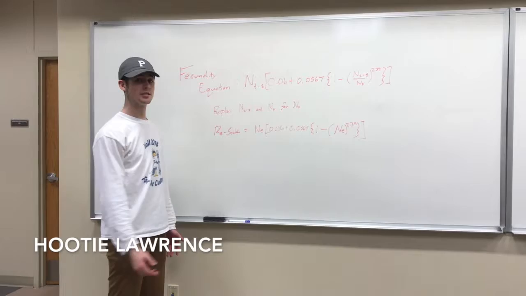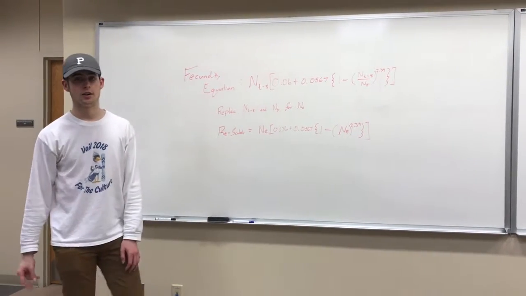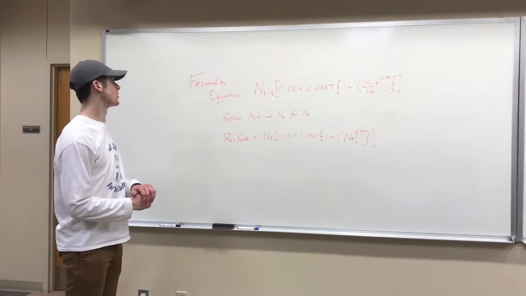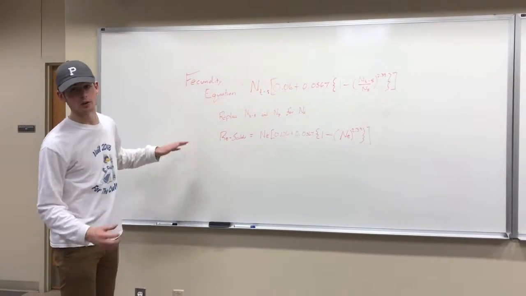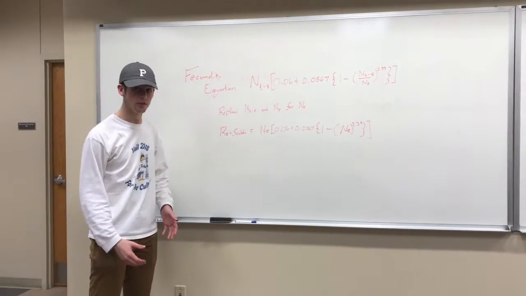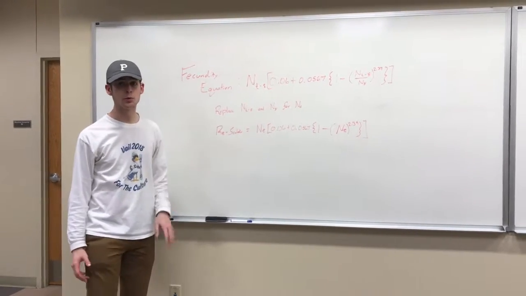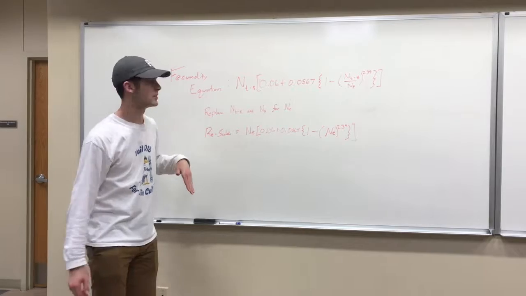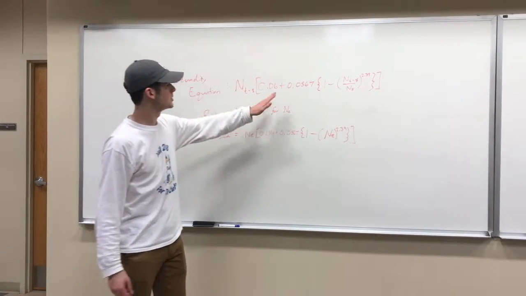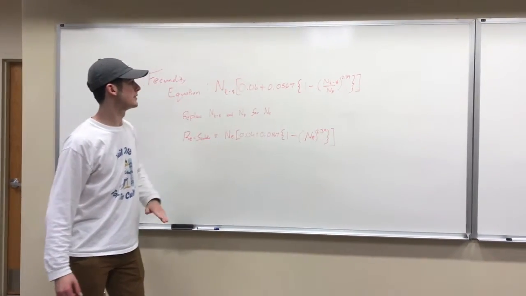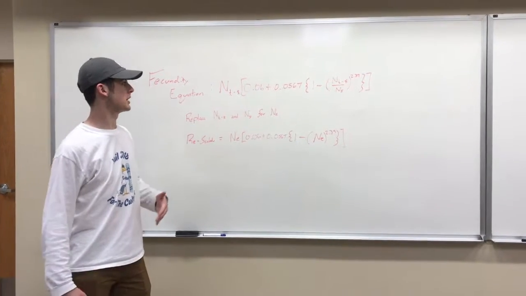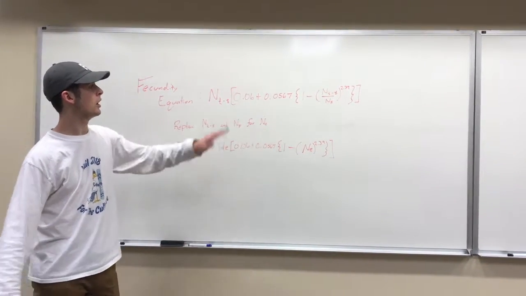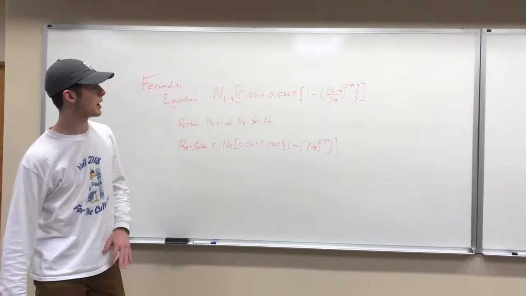Hi, my name is Hootie Lawrence, and I will be working on problem number 3, specifically A, B, and C. For number 3, what we're ultimately trying to do is find the derivative of the fecundity equation that we were given above. That equation is the N sub t minus 8 times the 0.06 plus 0.0567 times 1 minus N sub t minus 8 over N sub star to the 2.39 power.